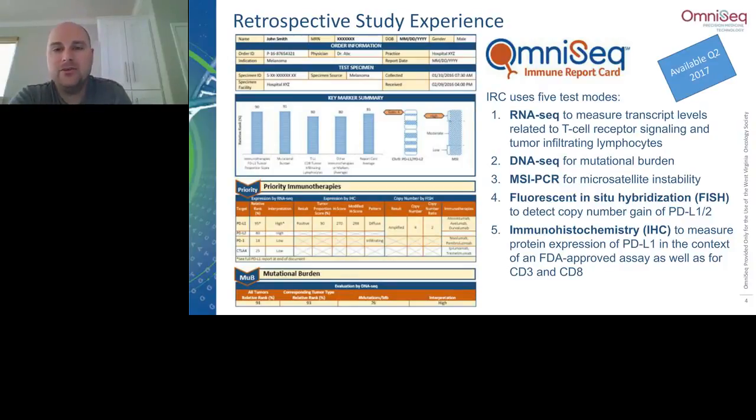So this test uses 5 test modalities. You can see them on the right-hand side. I won't walk through all of them, but what we have been trying to do at OmniSeq is develop a retrospective study to validate this assay with the proper guidelines and authorities.